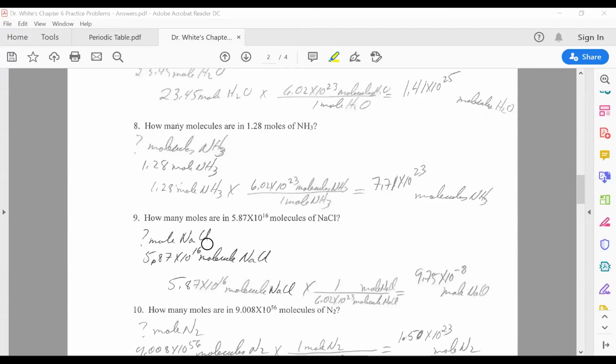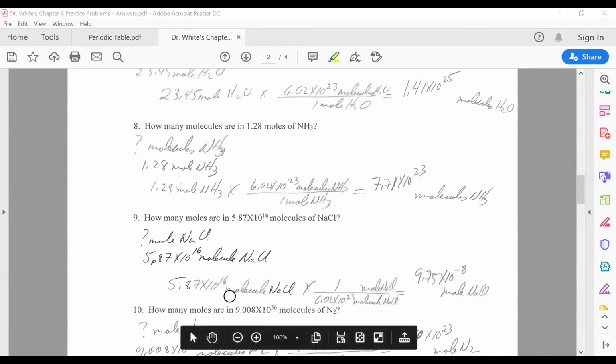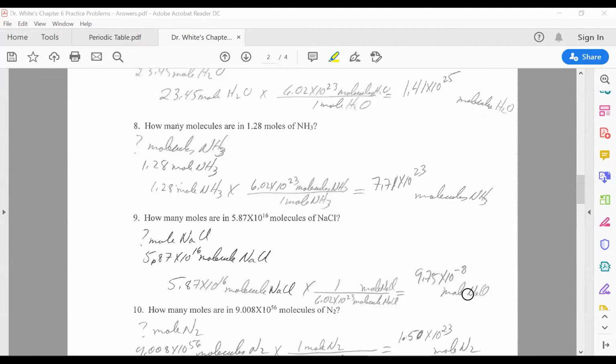You're trying to find how many moles of sodium chloride. You're given how many molecules of sodium chloride. This is where you start, because that's the only thing you have. This is the answer unit-wise you're trying to get to. How do you go from here to here? You have a ratio, a conversion.